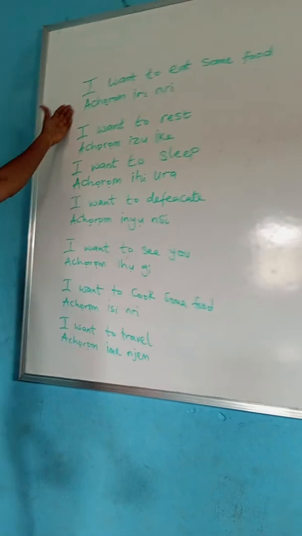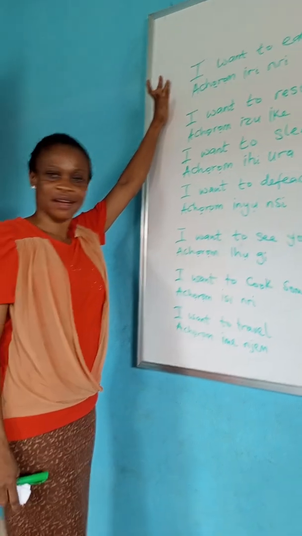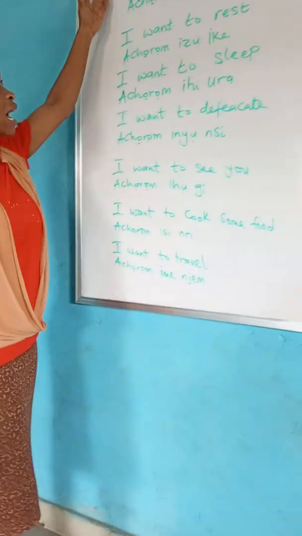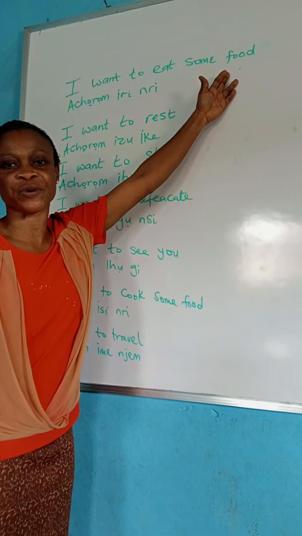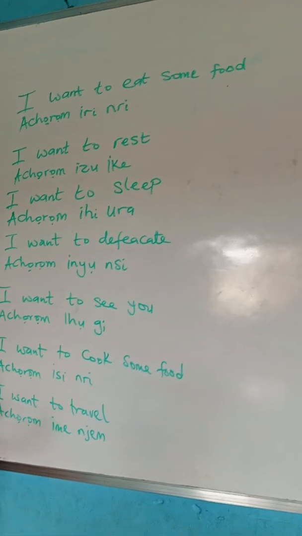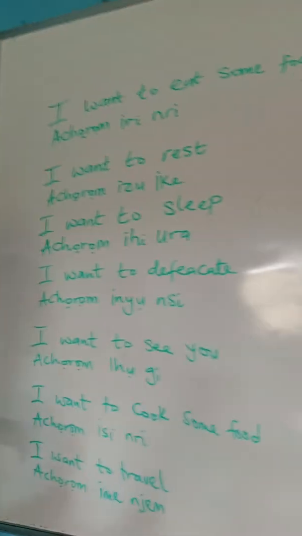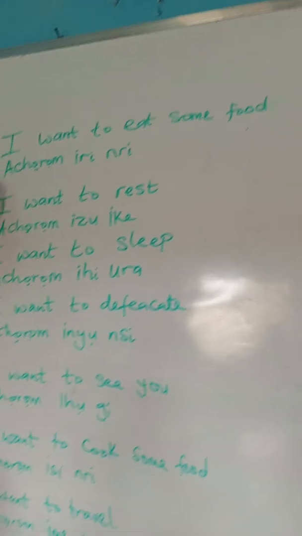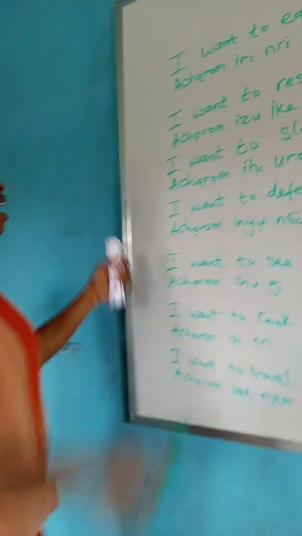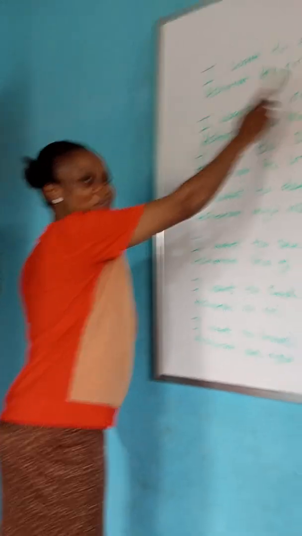Alright, number one is what? This is a sentence that expresses a desire of what you want to do. I want to eat some food. If you want to say it or write it using Igbo language, this is what you're supposed to say. Achọrọ m iri nri.